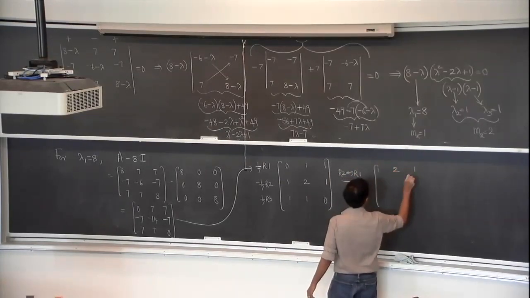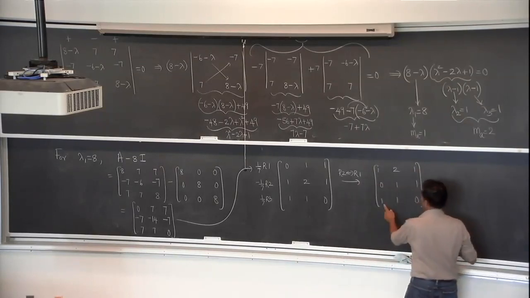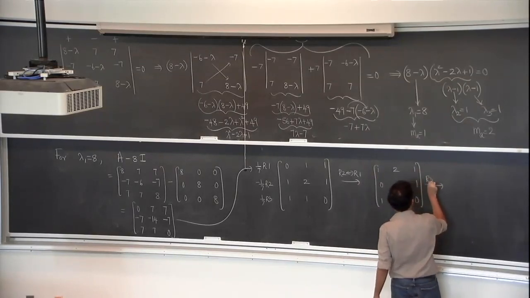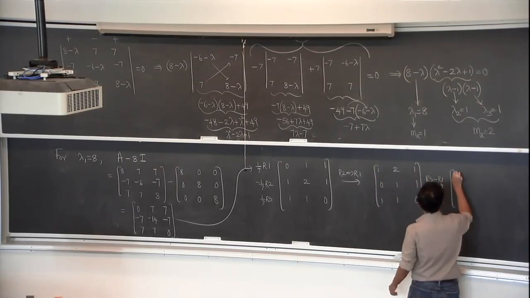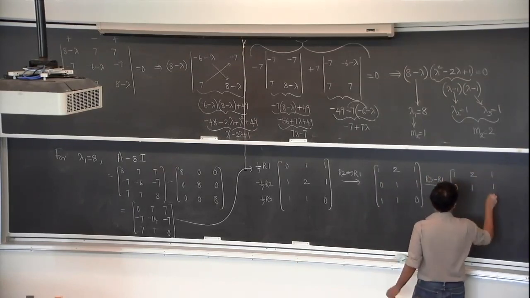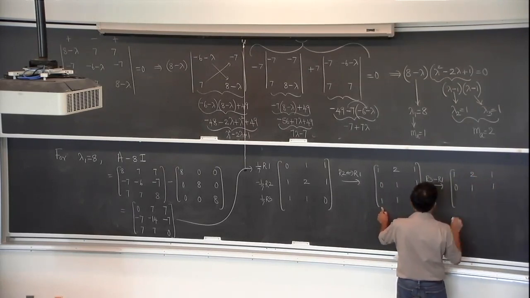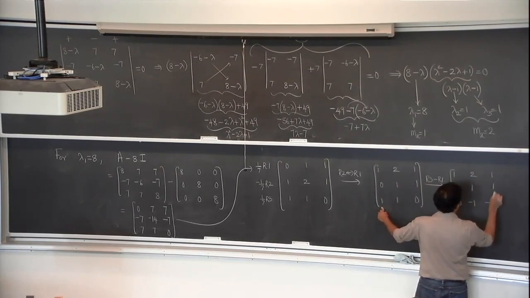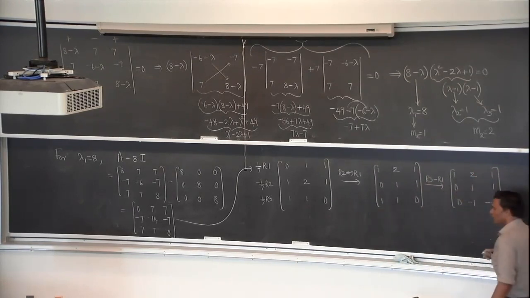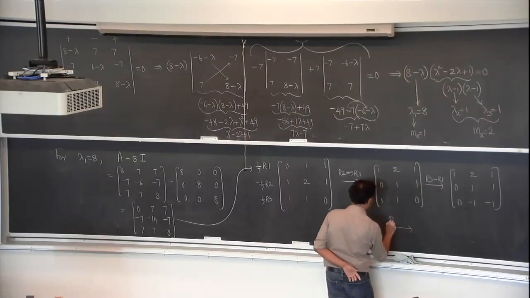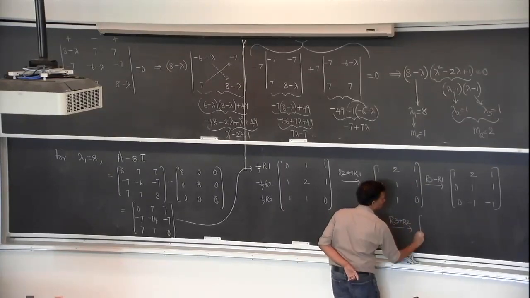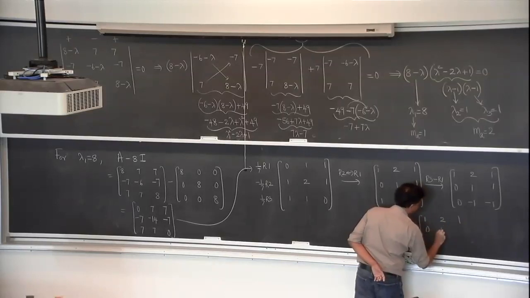1, 2, 1, 0, 1, 1, 1, 1, 0. And you can do R3 minus R1. That's going to be 0, -1, -1. Smiley face is evolving slowly. Look at those two. R3 plus R2. And I'm happy.